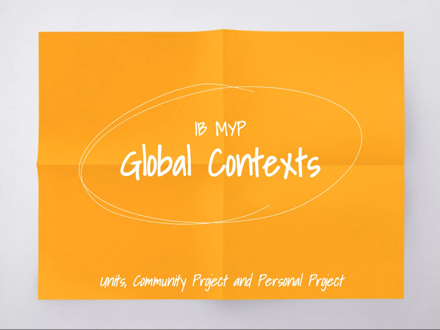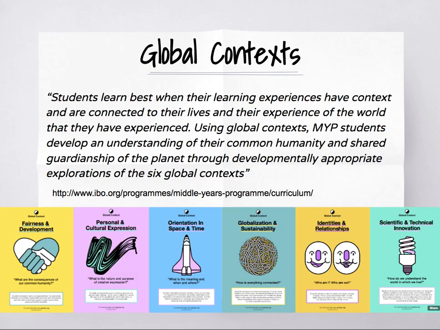This video is going to describe the IB MYP's global context in relation to units, community projects and personal projects. So the IB say that students learn best when their learning experiences have context and are connected to their lives and the experiences of the world that they have experienced. Using global context, MYP students develop an understanding of the common humanity and shared guardianship of the planet through developmentally appropriate explorations of the 6 global contexts.